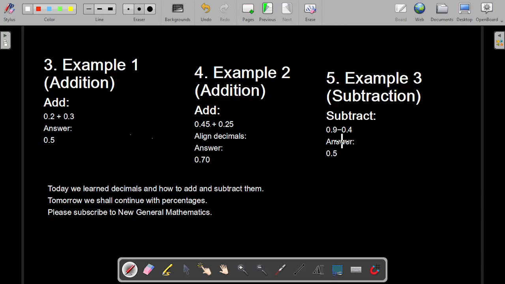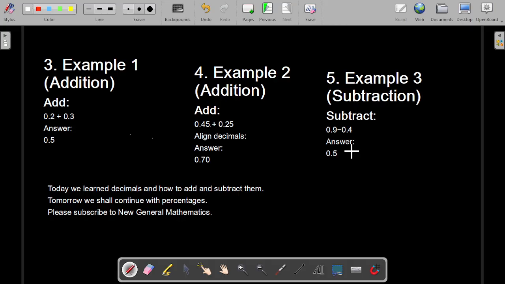As I always said here, 0 minus 0 will always give you 0. Now we have 9 minus 4. 9 minus 4 will give you 5. This is just the answer, 0.5. You subtract them. So this is how decimal fractions are done.